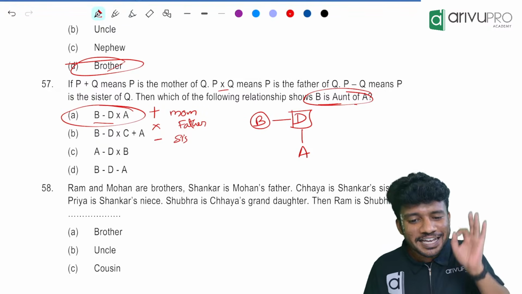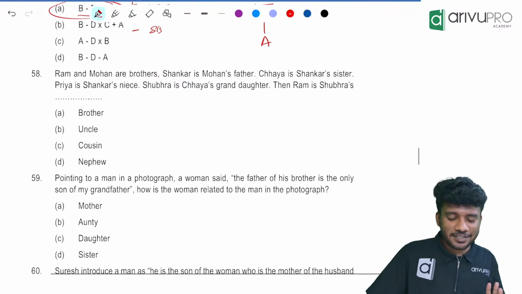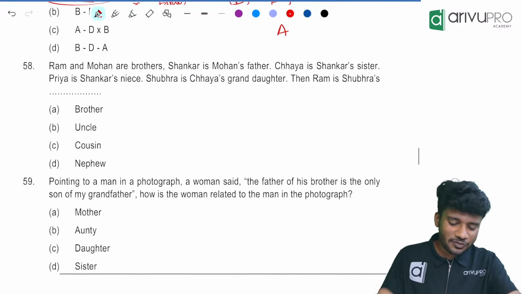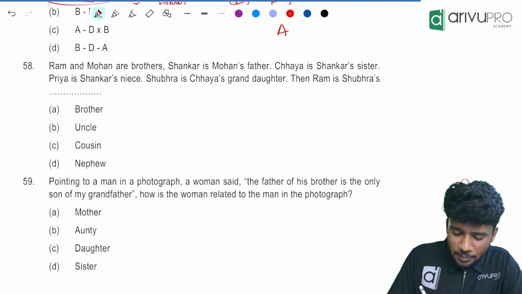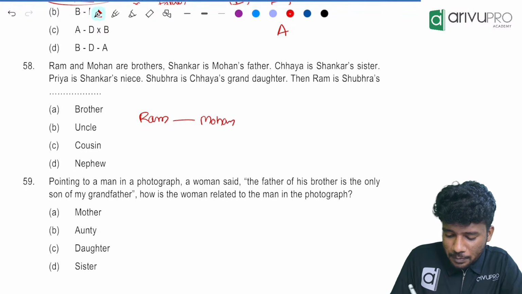Very easy question. Very direct question. Very easy answer. Another question from blood relation which we have solved. If you check the 0 to hero series, it's there. Now, Ram and Mohan are brothers. So Ram is there and Mohan. Both of them are brothers. That means I'll put them inside a box.